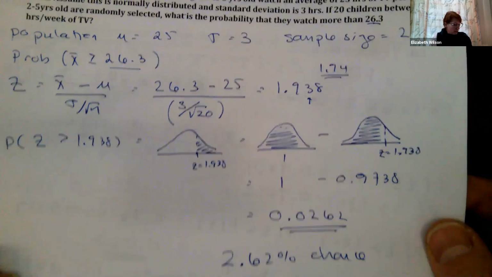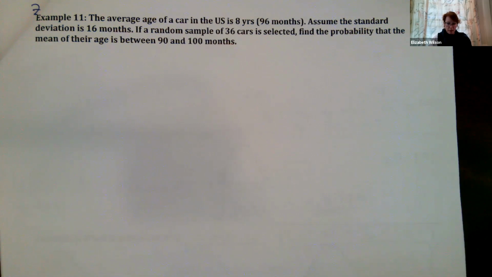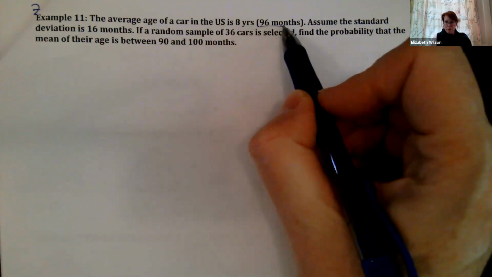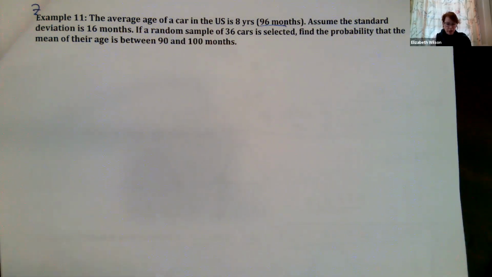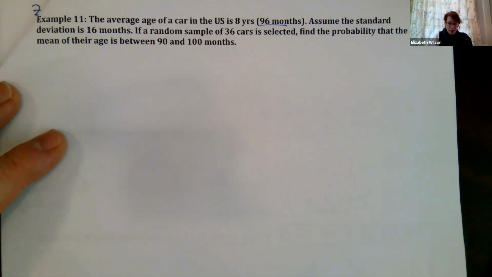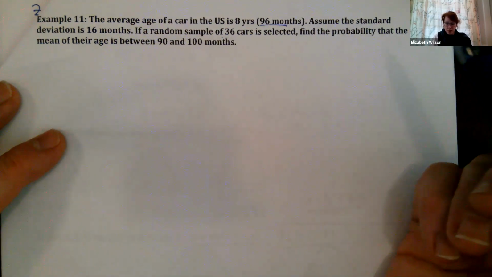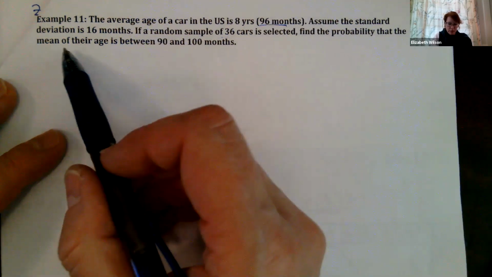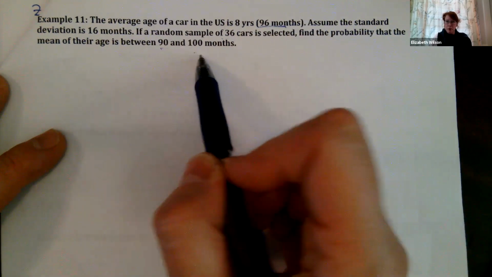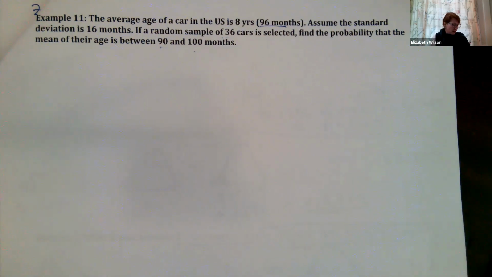All right, I'm flipping the page. So example 11. The average age of a car in the US is 8 years, which in terms of months is 96 months. And the standard deviation is 16 months, okay? If we take a random sample of 36 cars, we want to find the probability that the mean of their age is between 90 and 100 months. So we're doing now a range of values, okay? So I need to find the area of my curve that's between two different points.